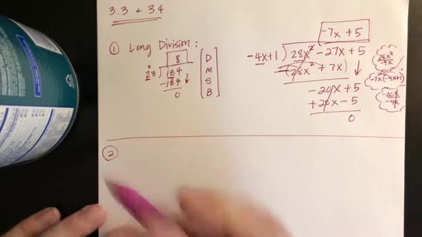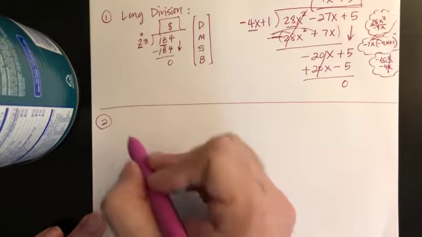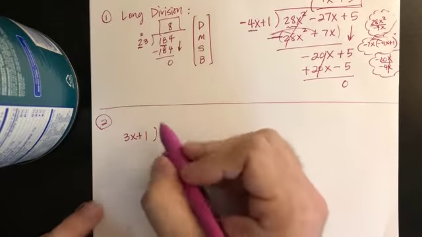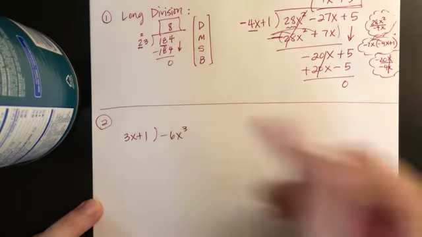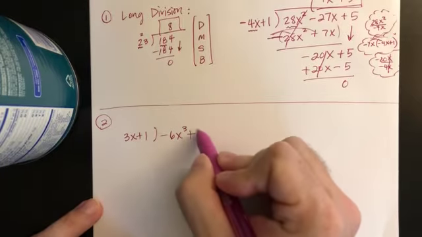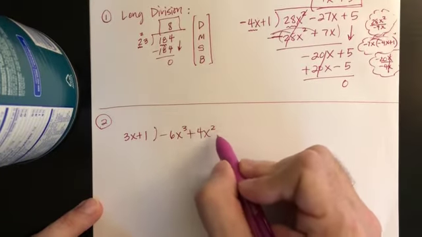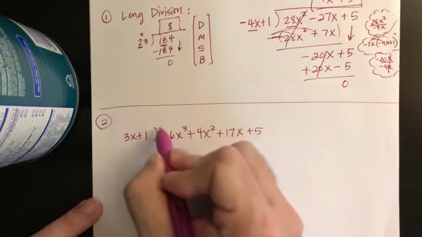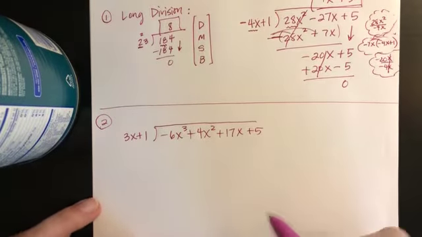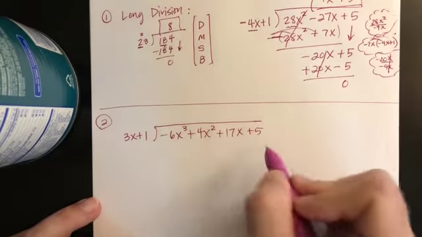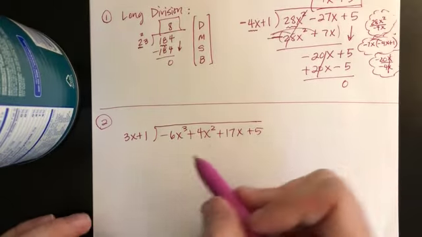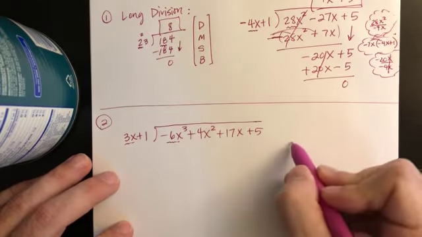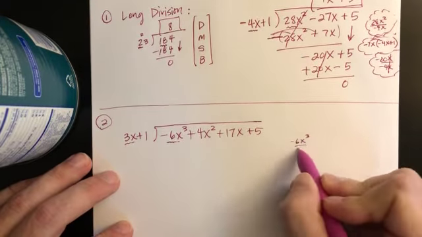Let's look at number 2. We have 3x plus 1 on the outside. And then we have negative 6x to the third plus 4x squared plus 17x plus 5. I like to draw the house last because I never know how long that polynomial is going to look. Okie dokie. Divide. We're going to say negative 6x cubed divided by 3x.